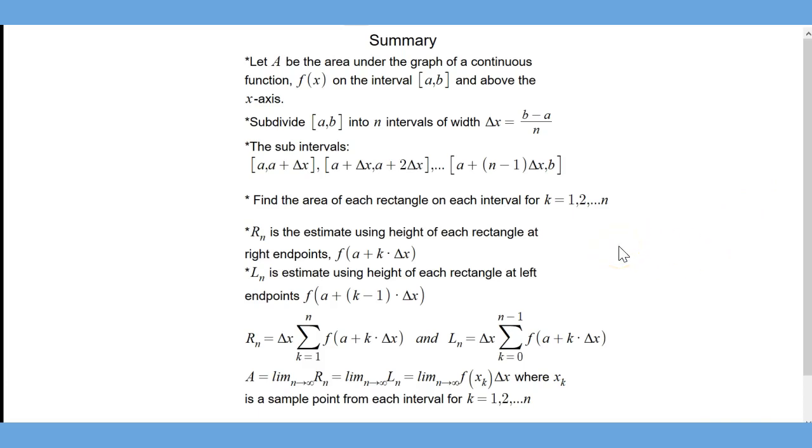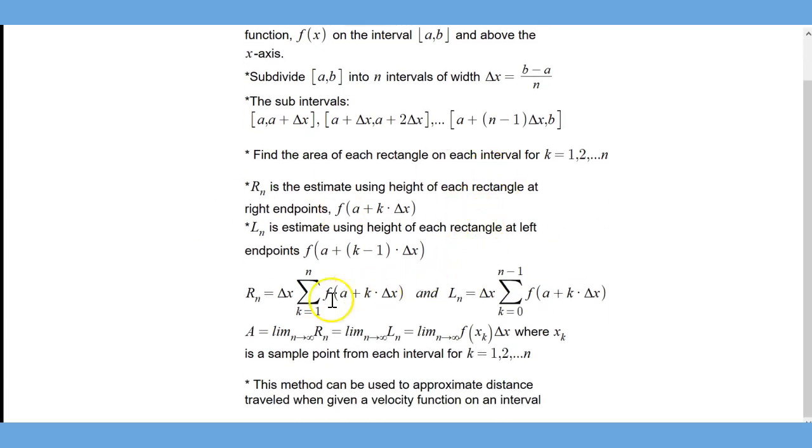And there are different methods to do that. You can find the height of the rectangle with the left endpoint on a subinterval, or a right endpoint, or a midpoint. We looked at that, and we saw the general forms for the right endpoint and the left endpoint sums of those areas, and that the area is the limit as n approaches infinity of these values. We also saw that we can use this method to approximate the distance something has traveled when we're given a non-constant velocity function.